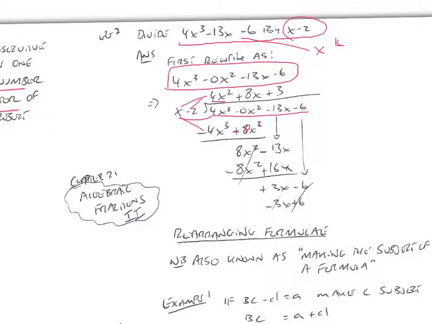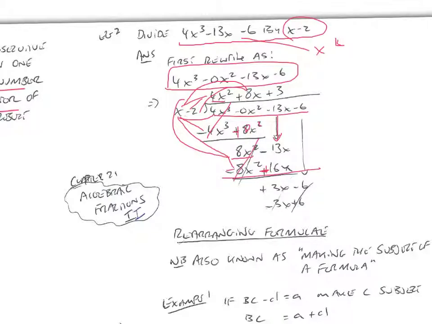Now we want to cancel these, so we change the sign and add. So 0x squared plus 8x squared is 8x squared. Bring down our minus 13x. x into 8x squared goes 8x times. 8x by x is 8x squared. And 8x by minus 2 is minus 16x. So we change the sign and add.